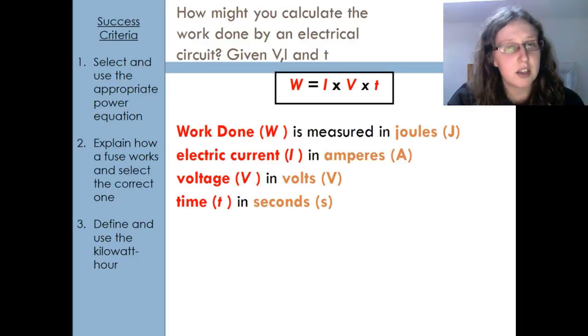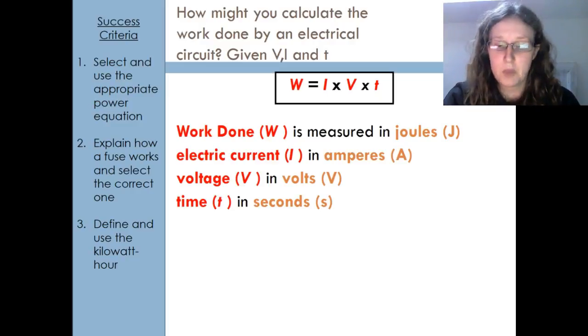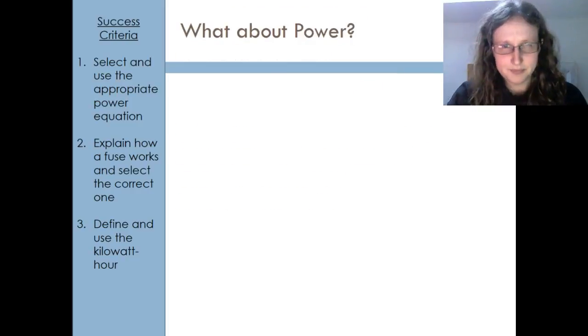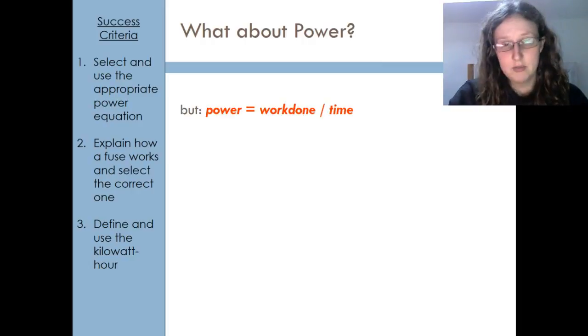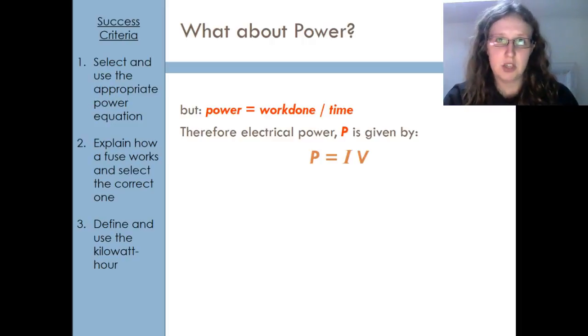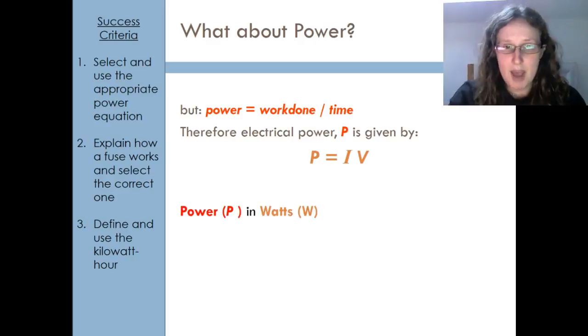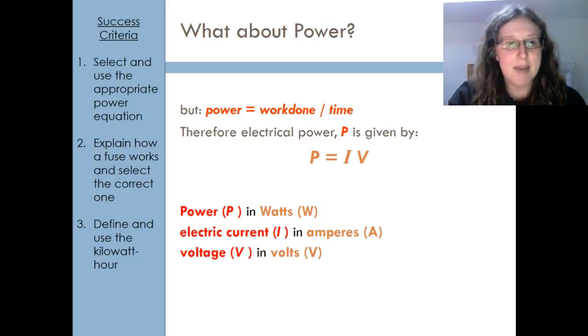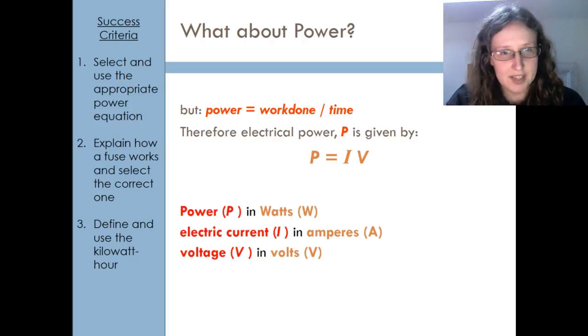I'd look at the component, I'd look at the current going through it, the voltage across it, and how long it's doing it for. So if I want to know its power then, what would I do? How would I get from work to power? Well, power is just work done per unit time. So in an electric circuit, that would be equal to current times voltage. Because work was current times voltage times time, you need to divide by time, which gets me power. So here my power is measured in watts, electric current is in amps, and my voltage is in volts. So that's one way to calculate power.